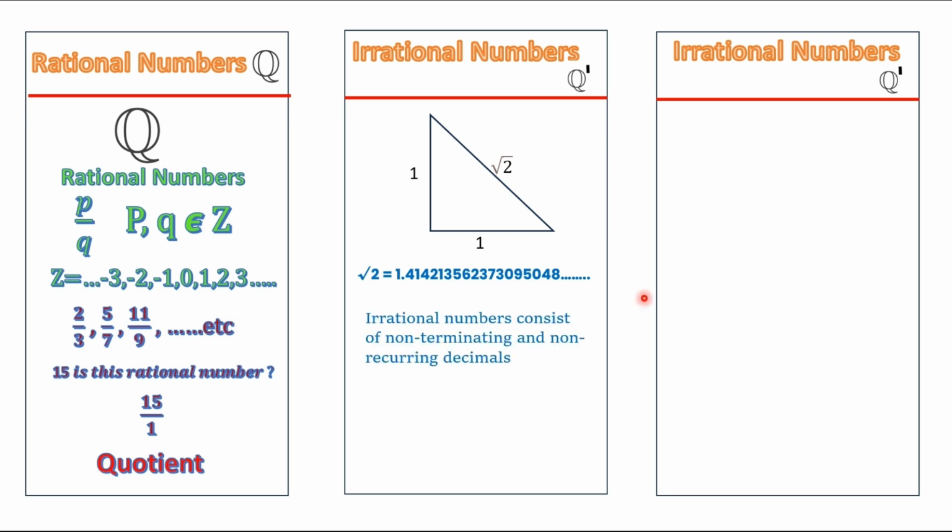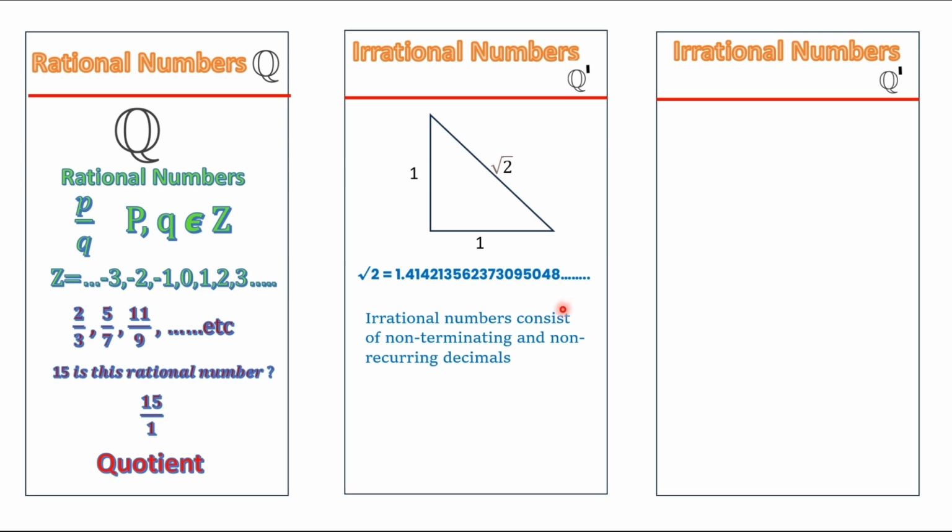Now I will define something like this: irrational numbers. Irrational numbers consist of non-terminating and non-recurring decimals. Those are called irrational numbers. It means the decimals never terminate. They keep coming and keep going.